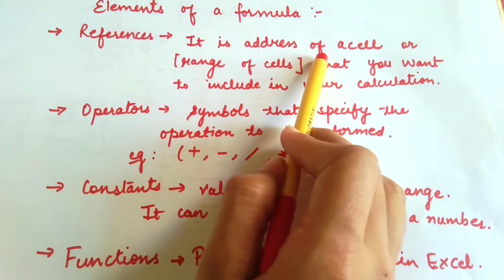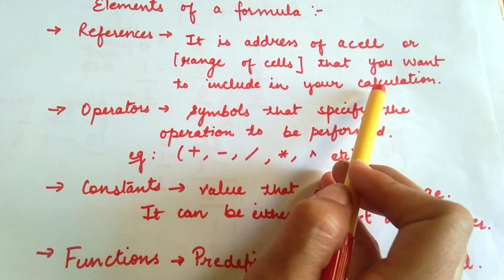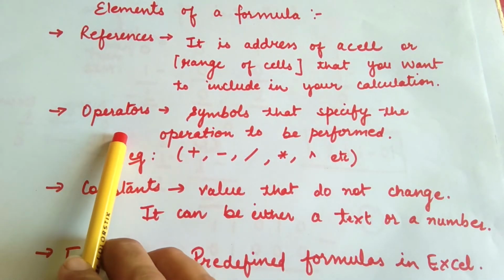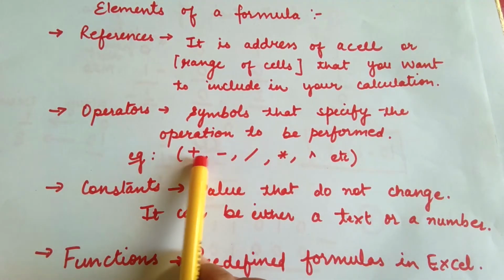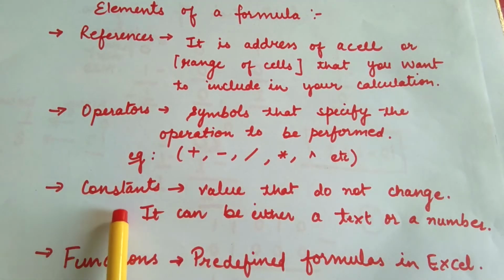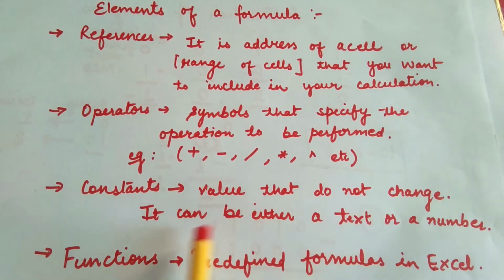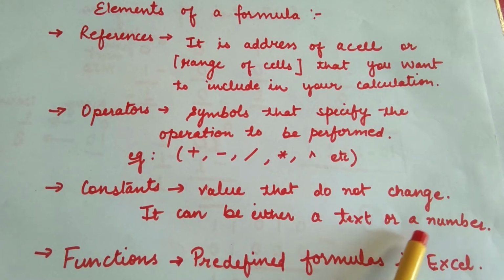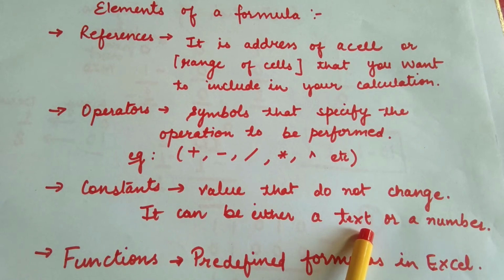Reference. It is an address of a cell or range of cells that you want to include in your calculation. Next is operators. Symbols that specify the operation to be performed, like plus, minus, divide, multiply, exponent. All these operators I can use in my formula. Next is constants. Constants means the values that do not change. Here in our example I have taken 7. Now it can be either a text or a number.